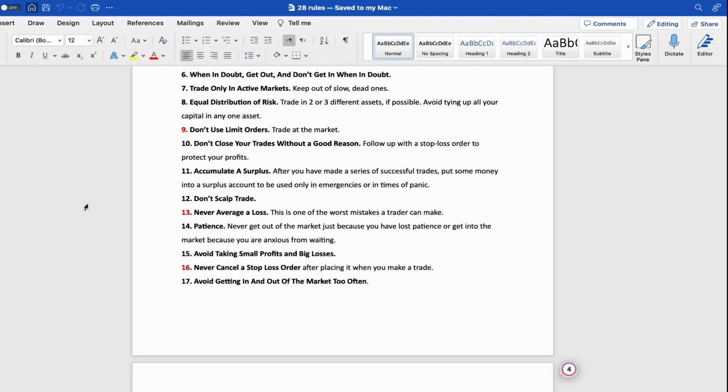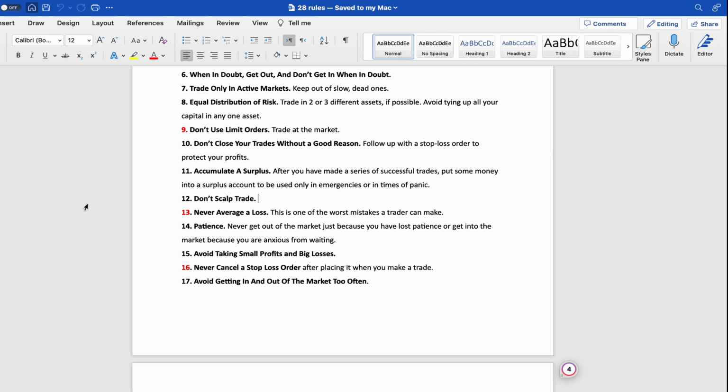In rule number 9, Gann says do not use limit orders. Gann was always buying and selling at market, but you need to remember that when you buy and sell at market, you need to do it at a liquid exchange with a narrow spread, because if you buy and sell, especially if it's a big trade in a small exchange without enough liquidity, you will lose money, okay?